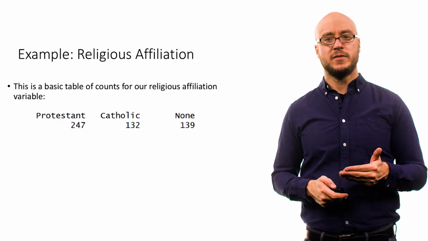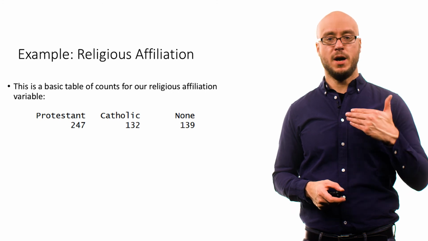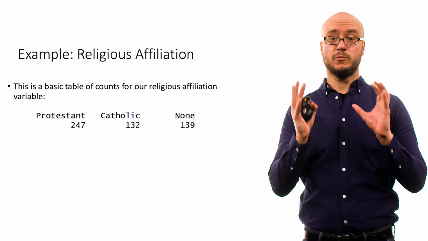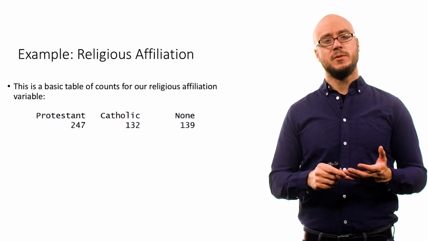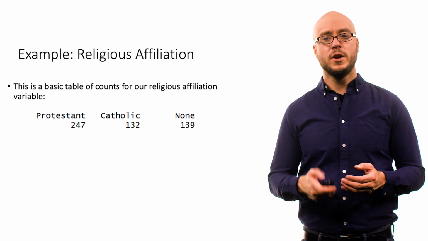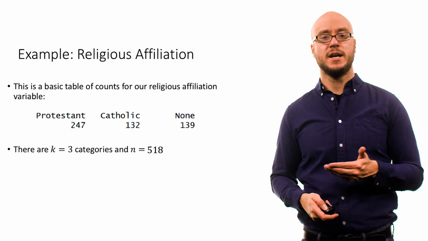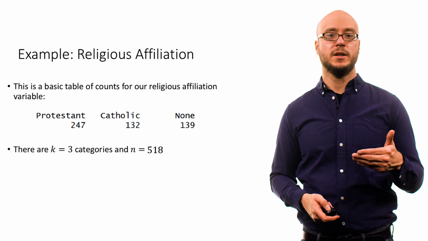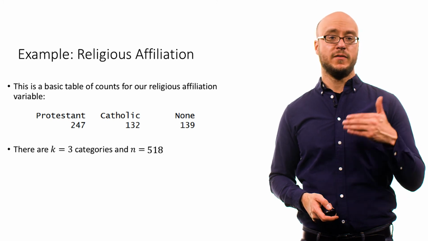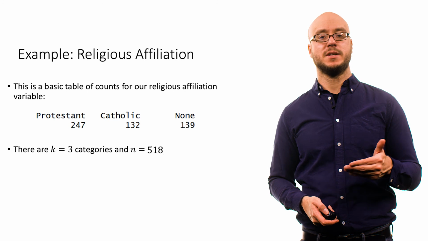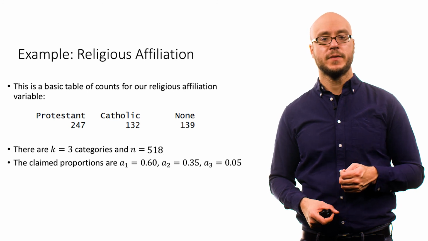This is our basic table of counts for religious affiliation among young people in the United States. This is based on a real set of data. So we can see we have 247 Protestants, 132 Catholics, and 139 young people who don't have any religious affiliation. And you can see we have K equals 3 categories, and the sample size is 518.